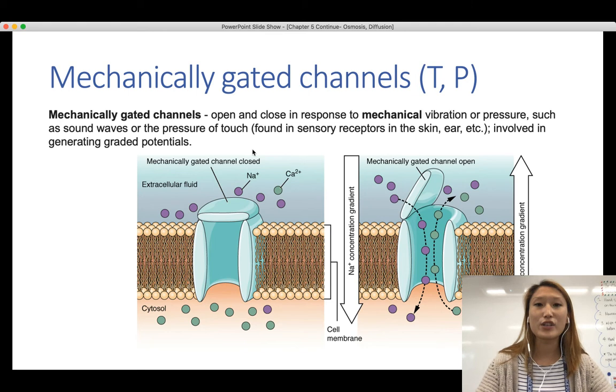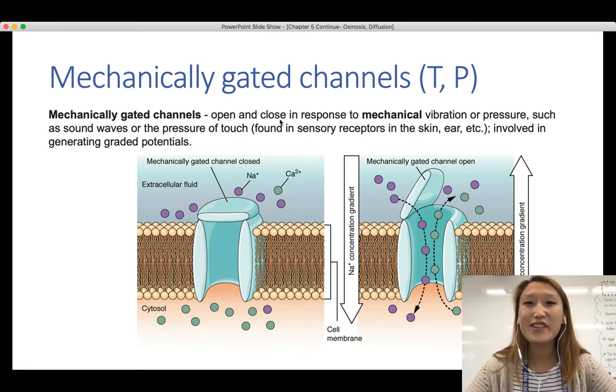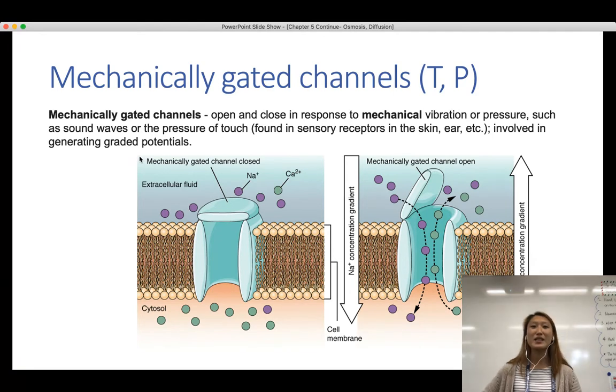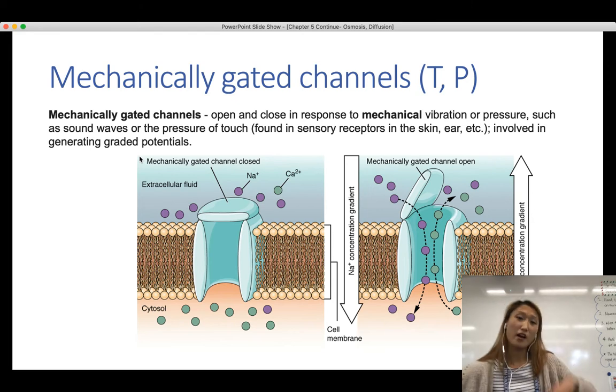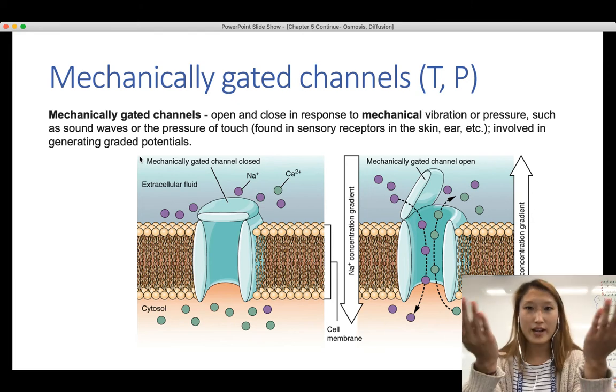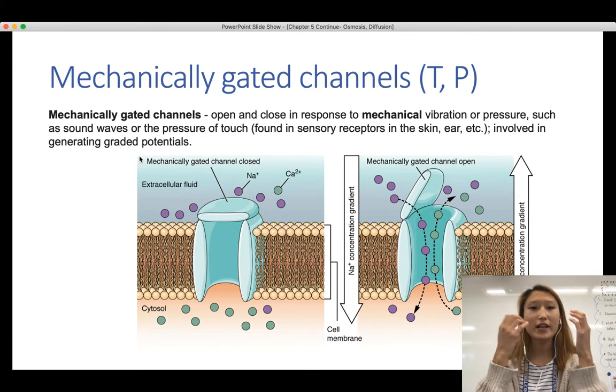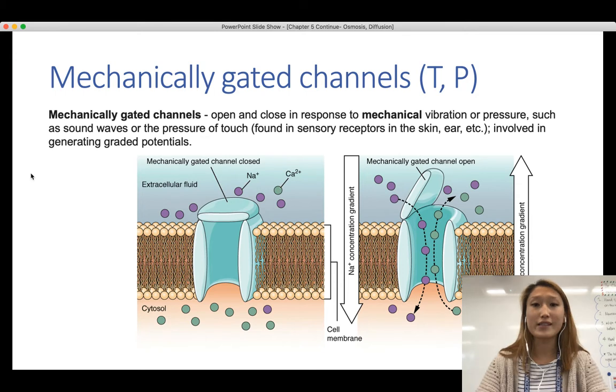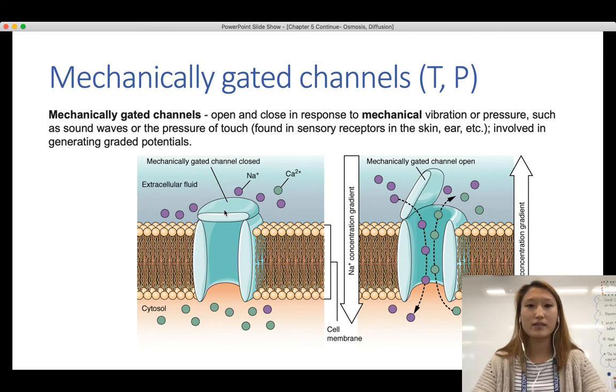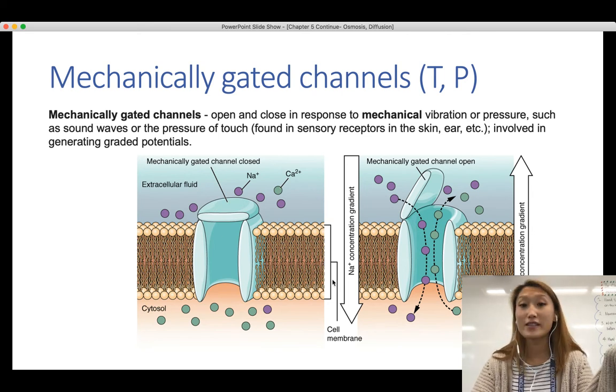So mechanically gated channel, as you can see in this definition that I copied directly from the internet, says open and close in response to mechanical vibration or pressure, such as sound waves or pressure of touch, right? What that means is there are a lot of these receptors in the cells of your hands, for example, or your ears. They're able to transport that signal to your brain because there are these cells that open up their channels based on these mechanical responses, or these mechanical stimuli, I meant.